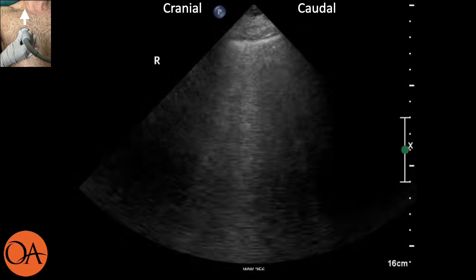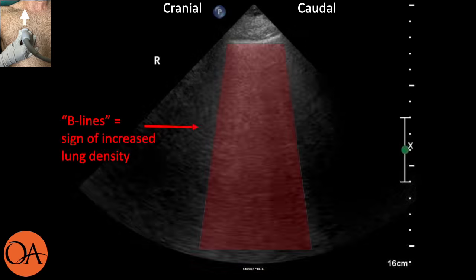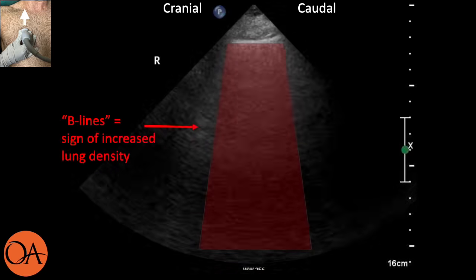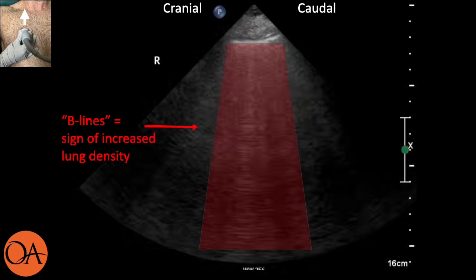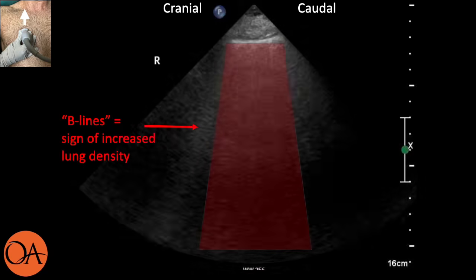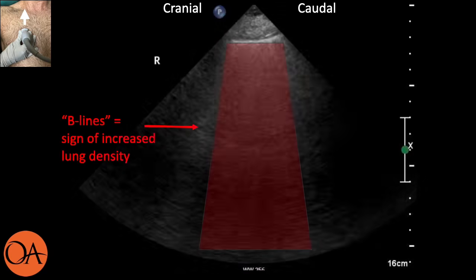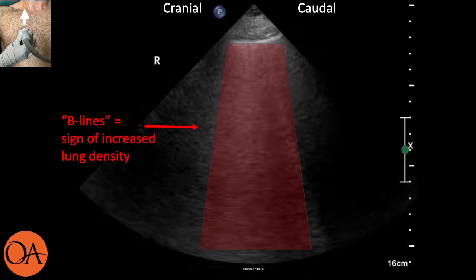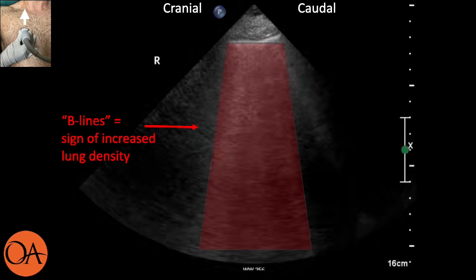Another important lung ultrasound finding are B-lines. B-lines are a vertical ring-down artifact arising from the pleural line and propagating all the way down to the bottom of the screen. B-lines have the following additional features. They get wider on the screen from superficial to deep, and they efface or obliterate A-lines where the two intersect.